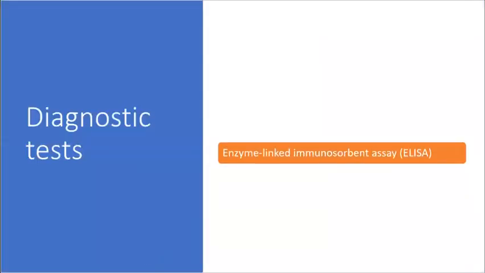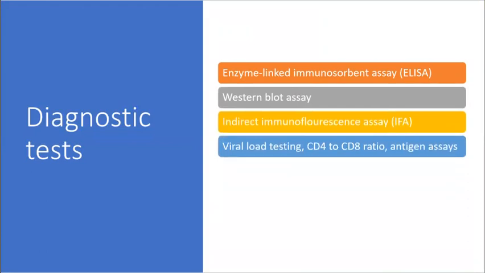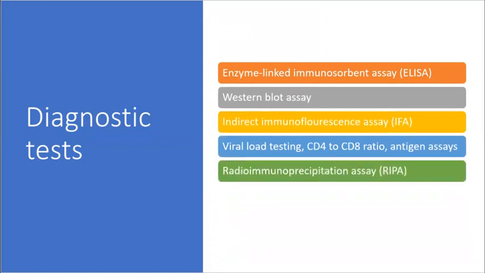As part of our diagnostic tests, we can carry out enzyme-linked immunosorbent assay, or ELISA, or we can carry out Western blot assay. We can do indirect immunofluorescent assay or viral load testing, CD4 to CD8 ratio. We can do antigen assays. We can do radioimmunoprecipitation assays or a CBC, which can reveal leukopenia with serious lymphopenia, anemia, thrombocytopenia. Let's look at our nursing care for these clients.